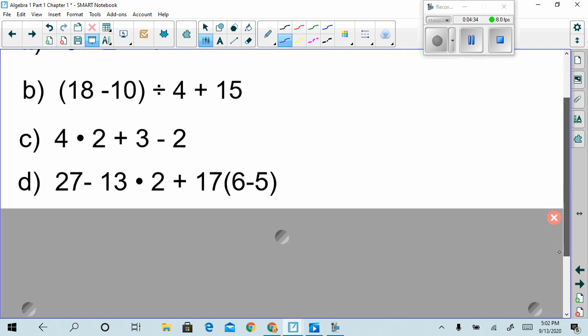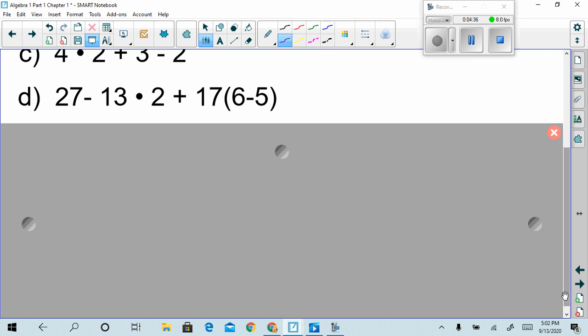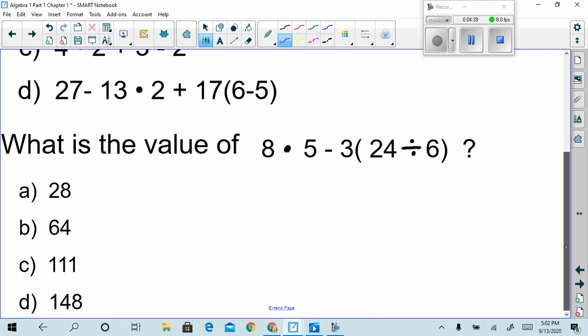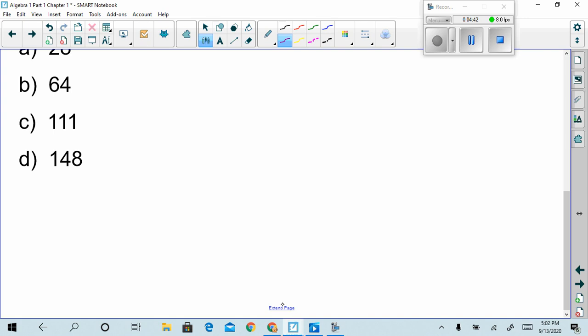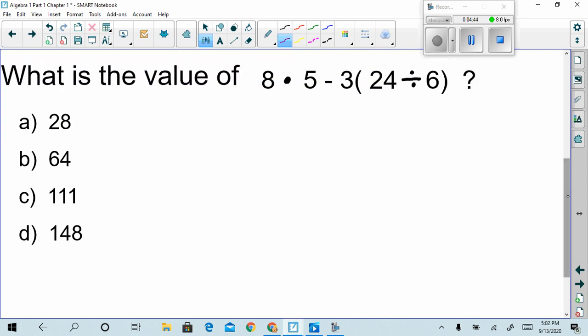The last question, and again, I'll come back to give the answer to this later on, would be another type of question that you might encounter. And in this one, I'm going to ask you, what is the value of this expression? 8 times 5 minus 3 times the quotient of 24 divided by 6. I'm doing, again, an order of operations to find out what the answer is. Copy down the problem, find your answer, and the answer will be revealed during the Zoom lesson.